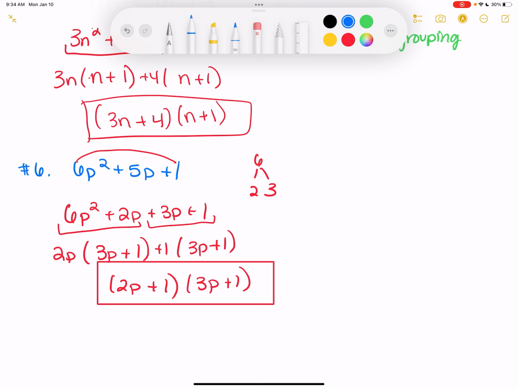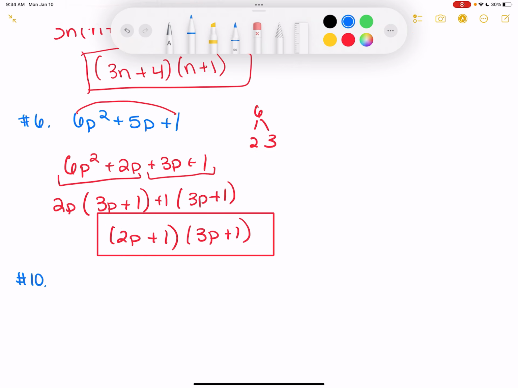Okay, let's do 10. This first section of them is like the easier ones, I guess. So I'll try to get one that's a little harder here. 14m squared plus m minus 3. So now I have 14 and I have negative 3. Okay, so that's going to give me negative 42. Okay, 14 and 3 do not give me 1.